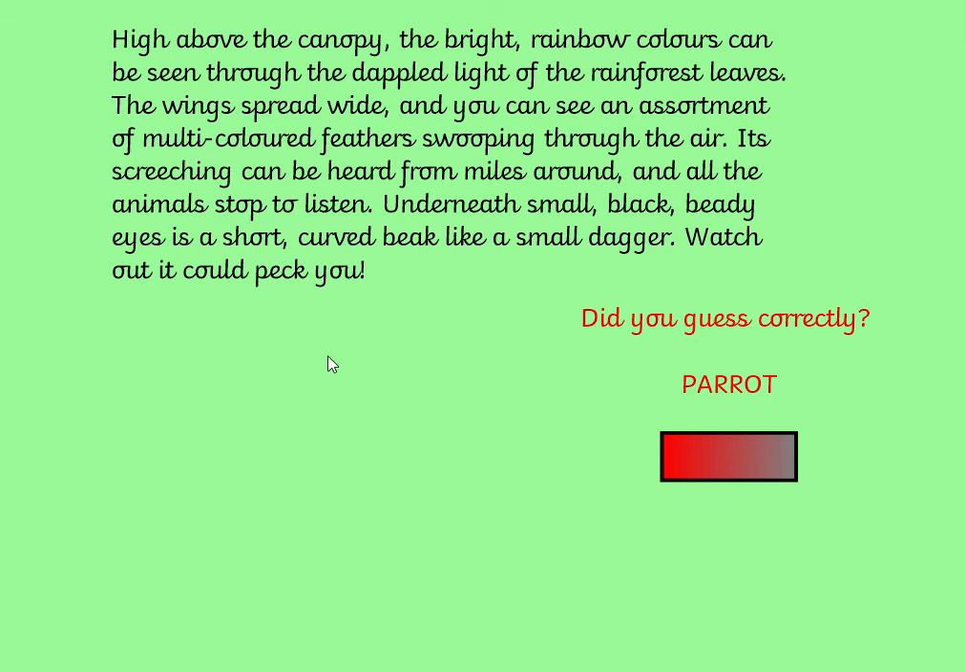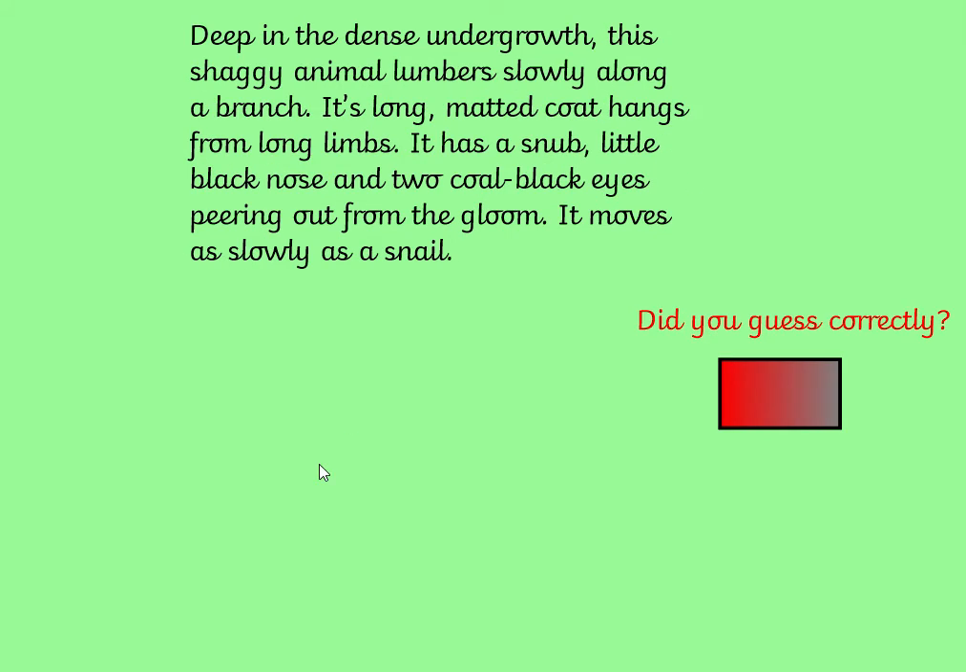I'm just looking at some of the language we used in there. There's an example of our simile, like a small dagger, comparing its beak to a small dagger. We've got some expanded noun phrases, small, black, beady eyes, and short, curved beak. And we've got some lovely, powerful verbs in there as well. Some adjectives, like dappled light. So let's have a look at our next one and see, a little bit harder this time.